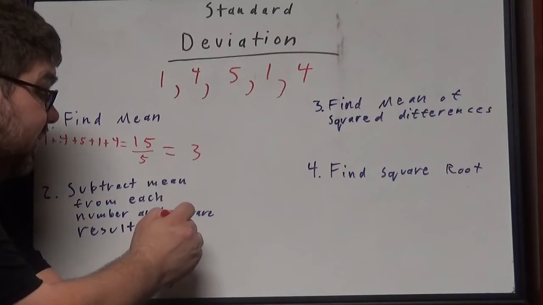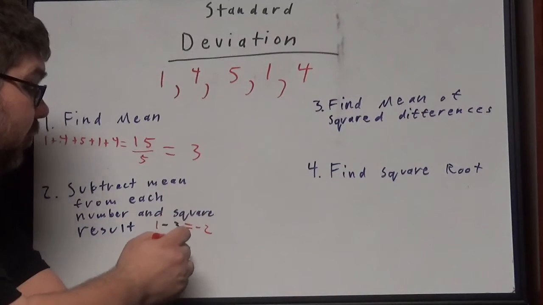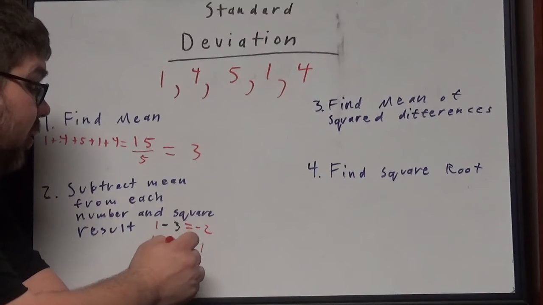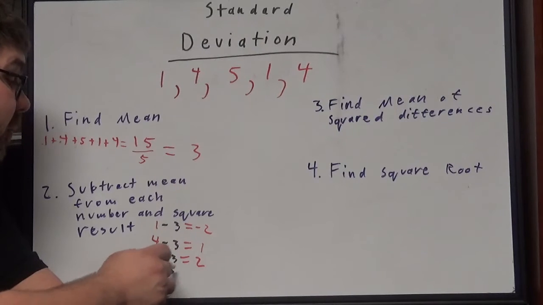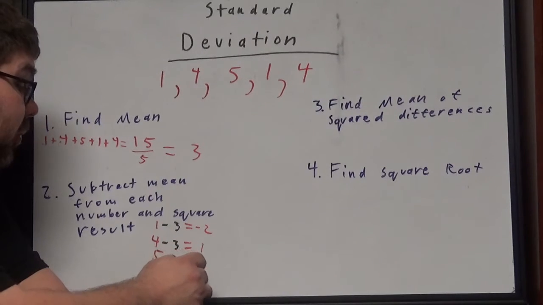1 minus 3 is negative 2. 4 minus 3 is positive 1. 5 minus 3 is positive 2. 1 minus 3 again is negative 2. And 4 minus 3 again is 1.